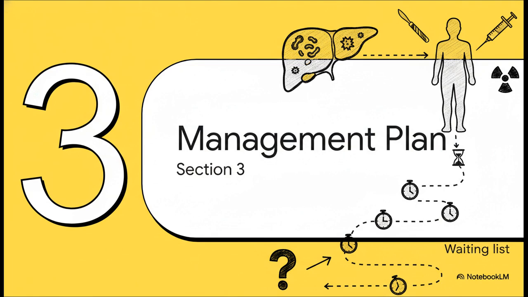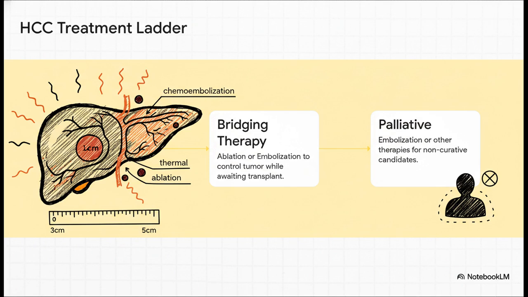What are your options? While he's on that transplant waiting list, we absolutely have to control the tumor. We call this bridging therapy. The whole point is to keep him from progressing outside of the transplant criteria. For his 4-centimeter lesion, the best option is something called transarterial chemoembolization, or TACE. Now, if his lesion were smaller, say under 3 centimeters, we'd probably be looking at thermal ablation instead.